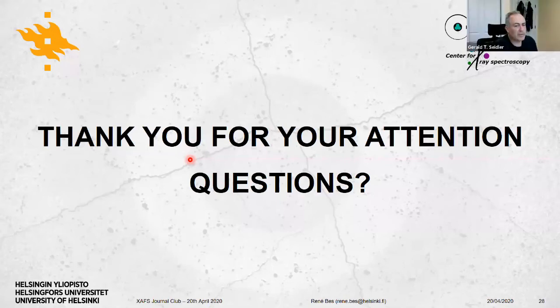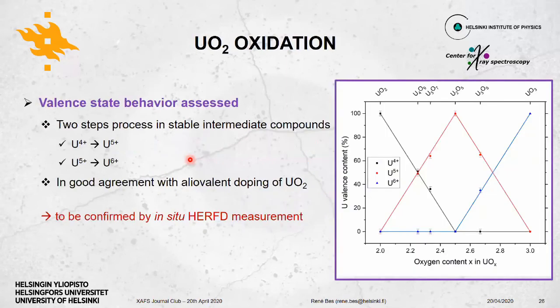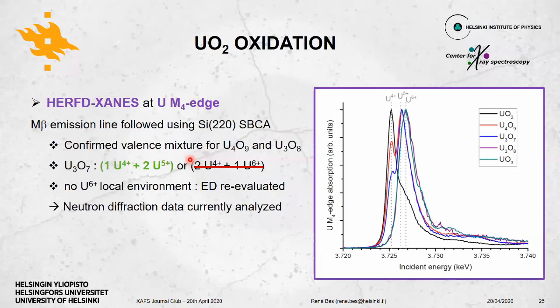Got it, I understand. Another question is, can you comment on the choice of M4 versus M5 and whether there are overlaps in the spectra or whether there's good enough separation? Actually, M4 has been used mainly because of the availability of the silicon 220 and the fact that the Bragg angle is better for the emission spectrometer.